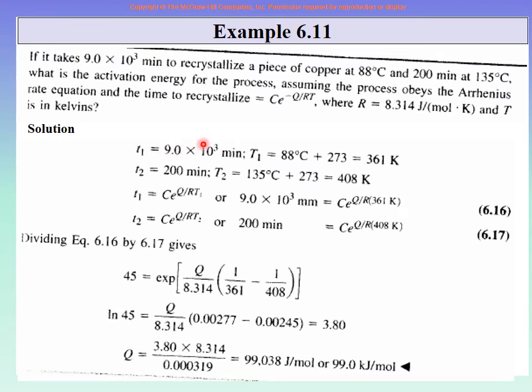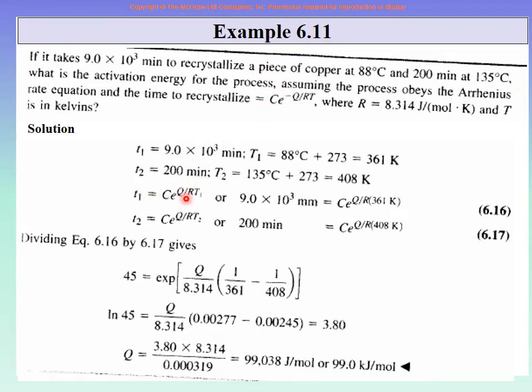Okay, so if you see here, this is what they are going to do. Time is this much, and the temperature for the first one is 88 plus 273. The second time is 200, the temperature is 135 plus 273. So the first equation is t1 is equal to C e raised to Q upon RT1. You will see that they have made a small error here. Rather than solving e raised to minus Q upon RT, they are solving for e raised to plus Q. So this is a small error. If the given equation is e raised to minus, then solve for e raised to minus. But suppose that the equation was e raised to plus, then this is it.